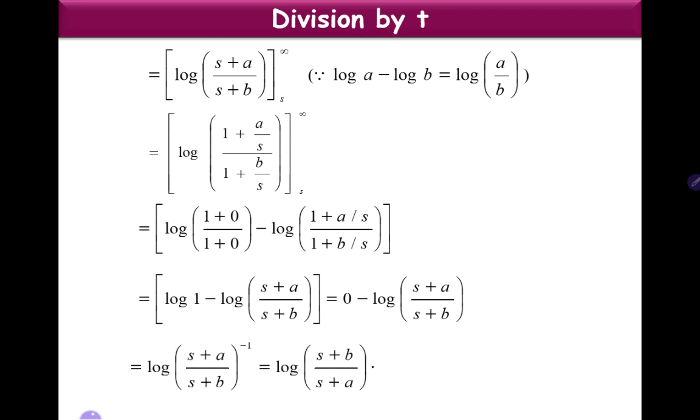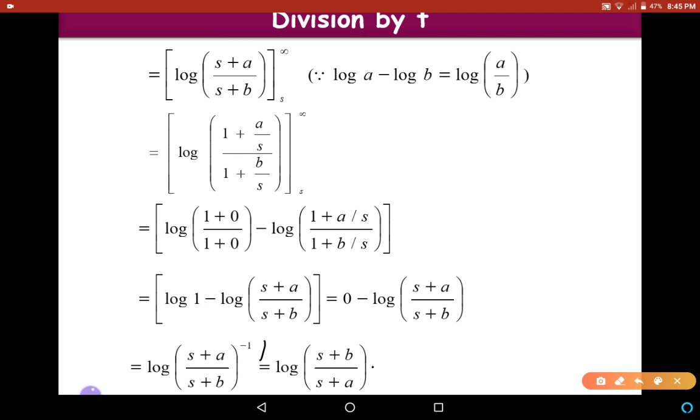That is minus times log of s plus a by s plus b, and this minus can be taken to the power, because m into log a is equal to log of a power m, and s plus a by s plus b whole power minus 1 becomes log of s plus b by s plus a. Therefore, Laplace transform of e power minus at minus e power minus bt by t is equal to log of s plus b by s plus a.